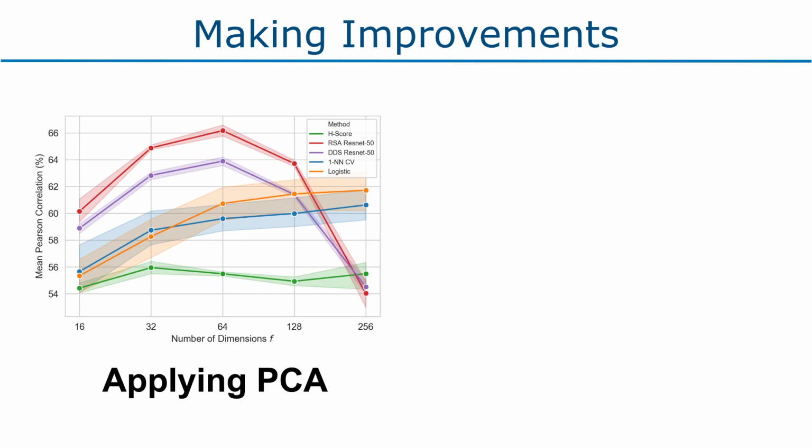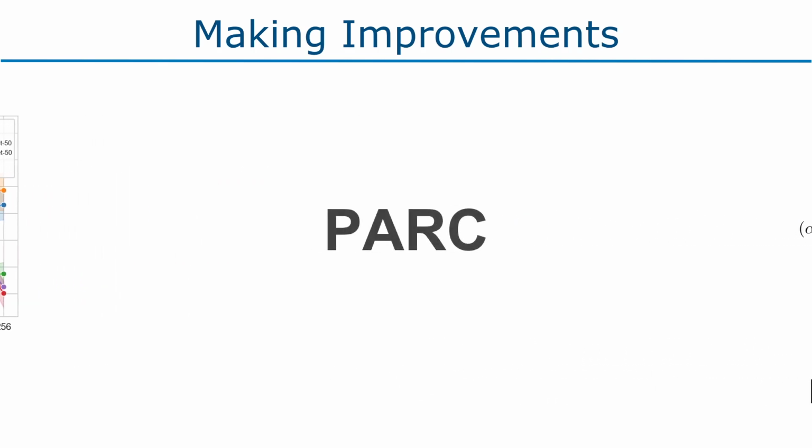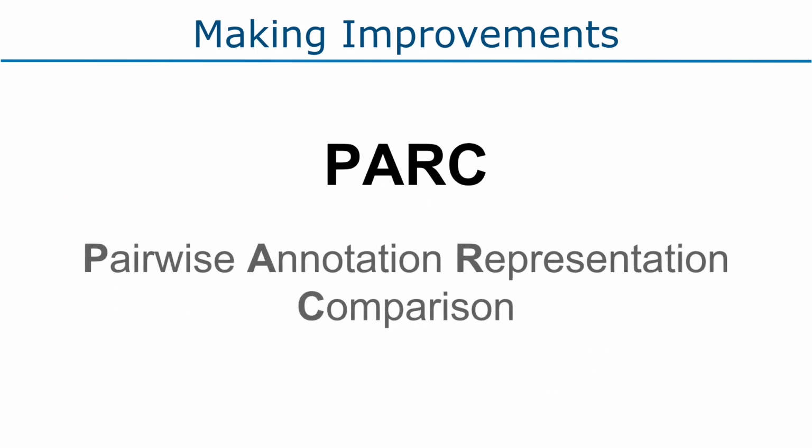Specifically, we add PCA dimensionality reduction to ensure that the source model features are consistent. Furthermore, we add a heuristic to model the source architecture's capacity to learn new information. Depending on the method, these techniques together can provide a significant boost of up to 17% on our benchmark. This leads us to introduce our own method for scalable diverse model selection, dubbed PARC, short for Pairwise Annotation Representation Comparison.